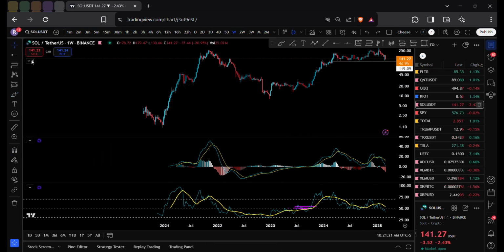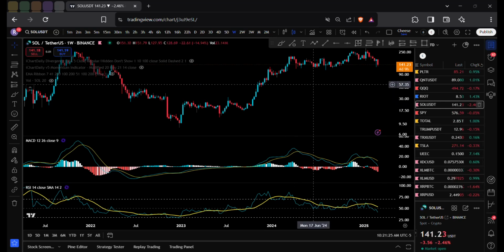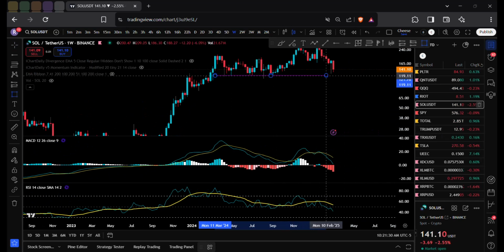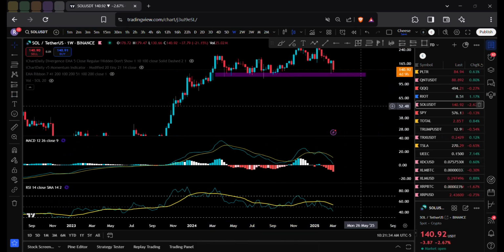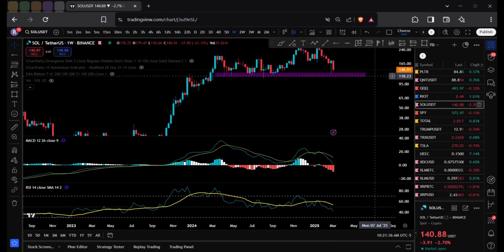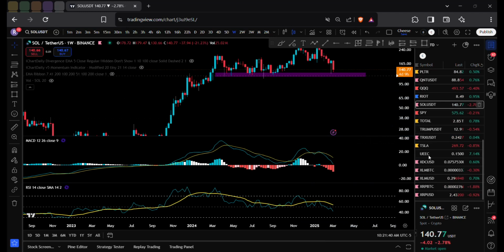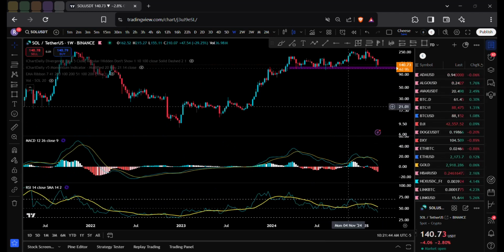Off to the races. So Solana still needs to prove itself. Same thing. I want to see it form somewhat of a bottom right here. If that breaks, we have to evaluate. So I'm going to set an alert at 119. Yeah, 119. That's it.